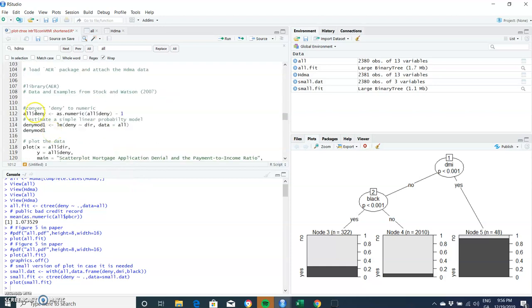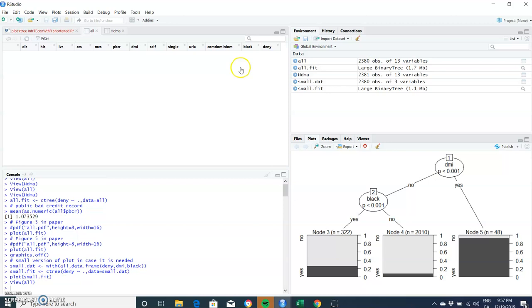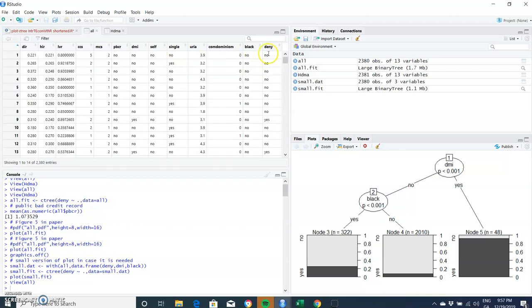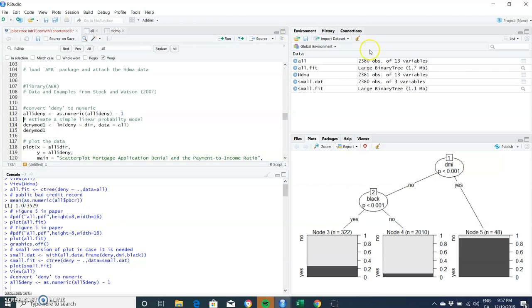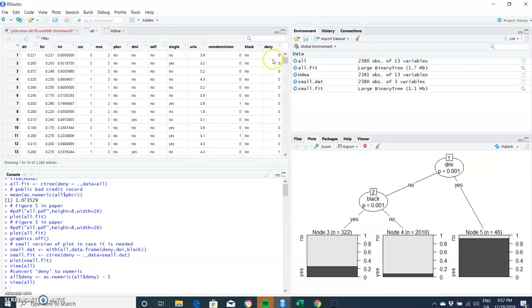Okay, so we again convert deny to numerical values. So before, if we look at all, the deny was yes or no. If we come back here and run that again, and then examine all, we can see then that this column now is a series of zeros and ones, not yes and no, but a series of zeros and ones.